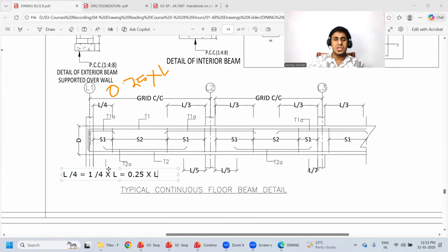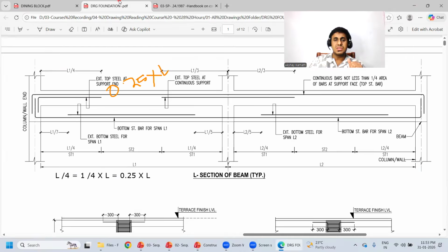So this is what you will find in the drawing. Few people will write it as 0.25, few people will write it as L/4. It's one and the same. What is L/3? Same. L/3 I can write as 1/3 into L. 1/3 is 0.33, so you can write it as 0.33 into L, or you can write it as L/3. Same thing, they have written it here.